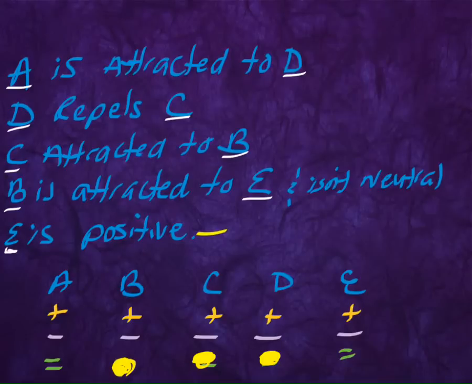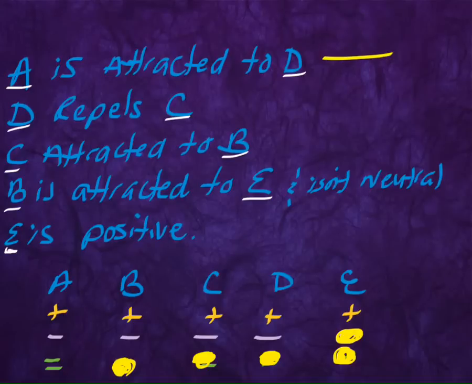So lastly, E is positive. Well, that helps a whole lot. Now we can just get rid of both of these. Goodbye. All right, so now we can go on. Now that you've done that, we're done, right? No, you can still eliminate more. So let's keep on going.